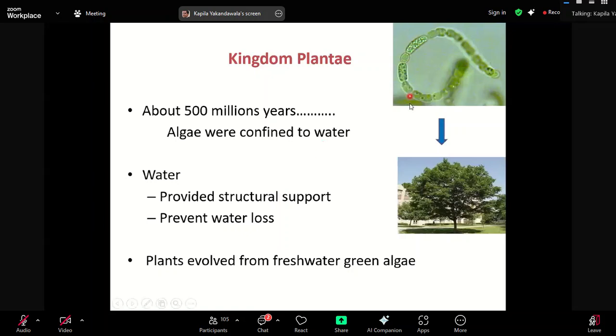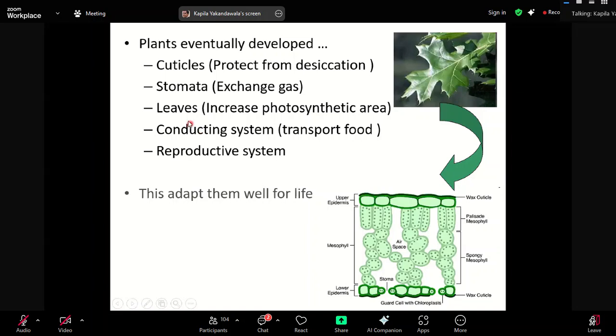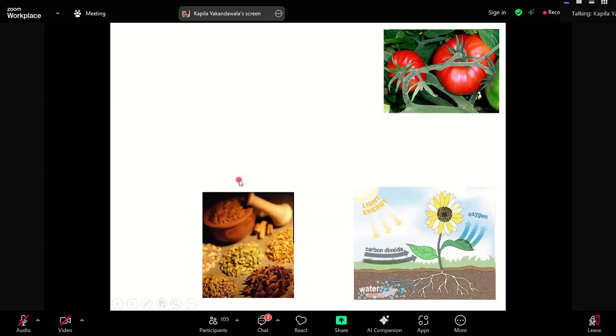But gradually these plants moved to the land, and land plants were developed. For these plants, water loss is a big issue. So they developed certain mechanisms or structures to prevent water loss. Like they developed cuticles and stomata, so they can control water loss. Likewise, certain systems were developed and adapted to terrestrial life. You don't have to remember these things, just for your information, right?